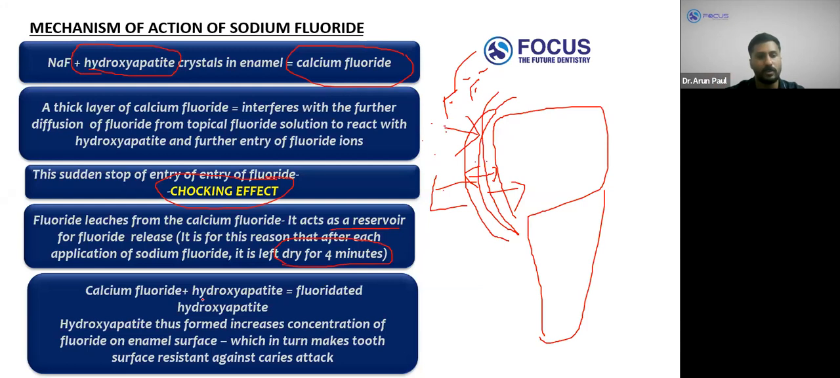So when this calcium fluoride again acts upon the hydroxyapatite, the final product which forms on the tooth surface, the desired product, is called fluoridated hydroxyapatite, or fluorapatite. This is the most important component which prevents dental caries, that is, which is resistant to dental caries. So this is how sodium fluoride acts.